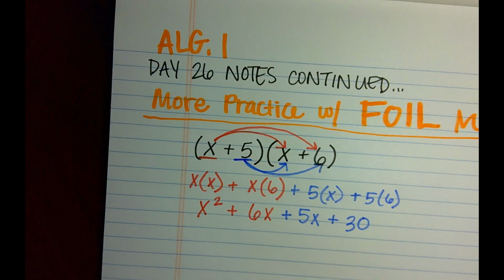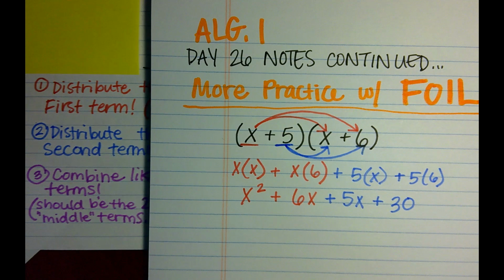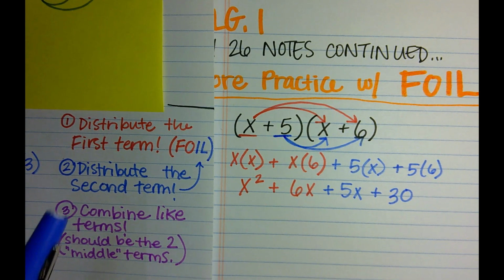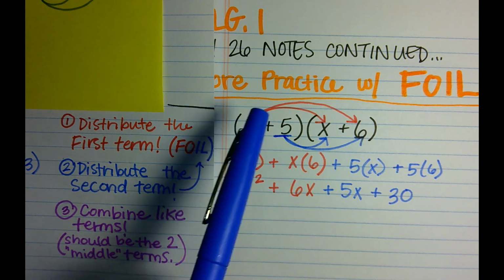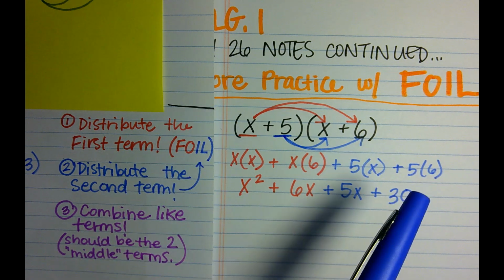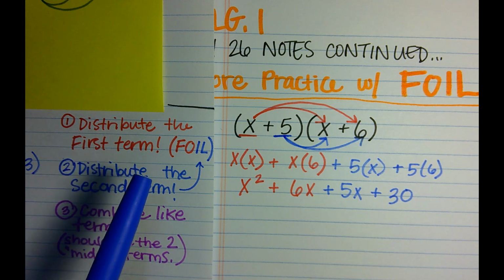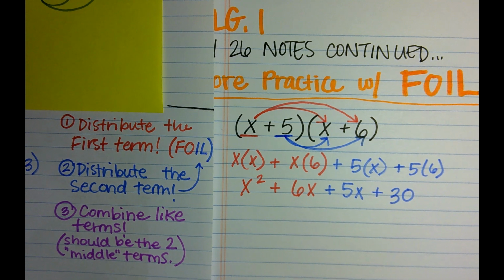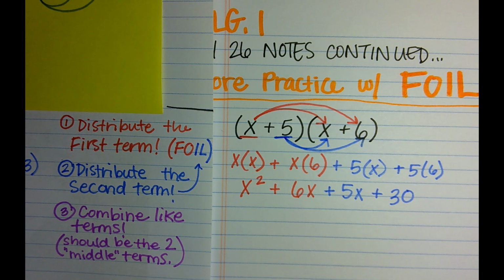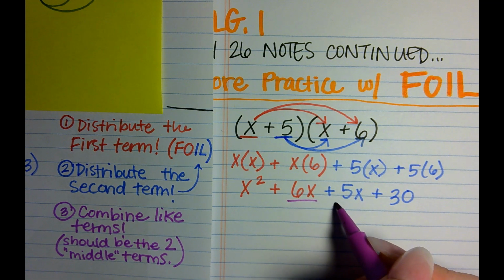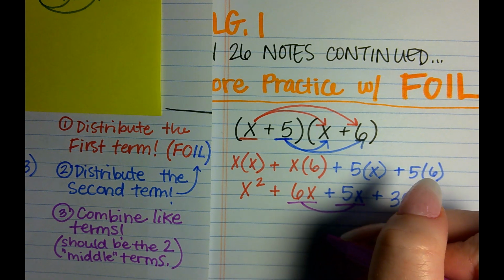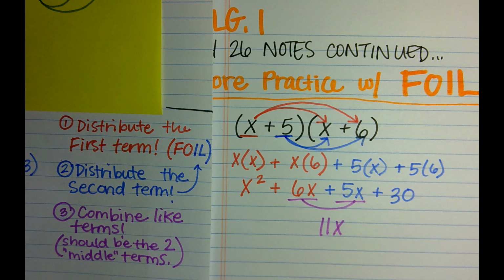Good, good. So if we're following these steps, step 1, we distributed our first term. We did the first and the outer. We did the second step, we distributed the second term, the inner and the last. What should we do next? Combine like terms. What are my like terms? 6x and 5x. And what is 6x plus 5x? 11x. Good.